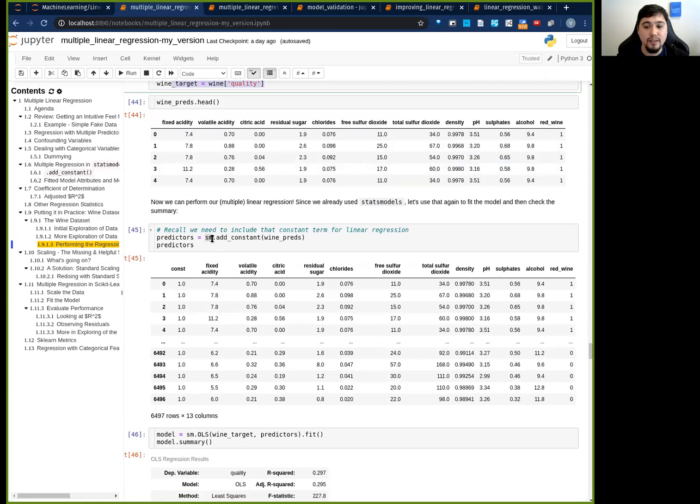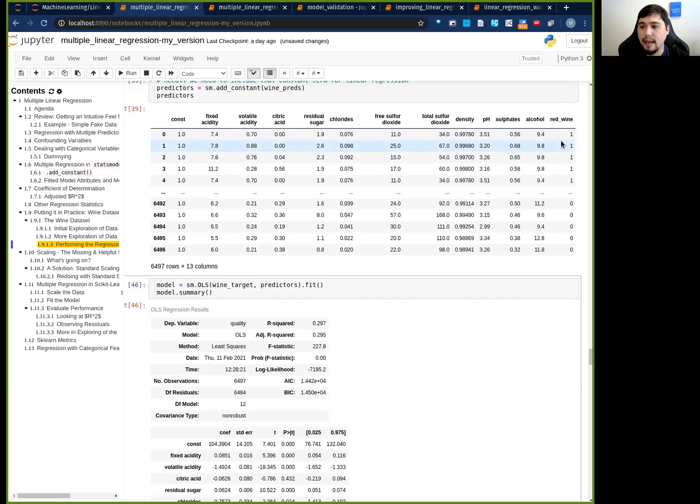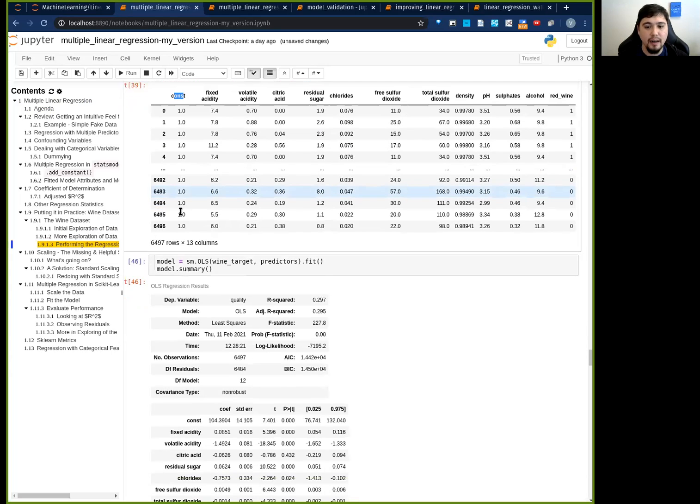We have to actually add a constant here. The reason is that this tells statsmodels that when making the prediction, we are using a y-intercept. By default, it doesn't include one. If I run this on the predictors, you'll see that there is a constant, it's just adding a one in there, basically showing there's some kind of y-intercept. So that's a little different that we have to add in.